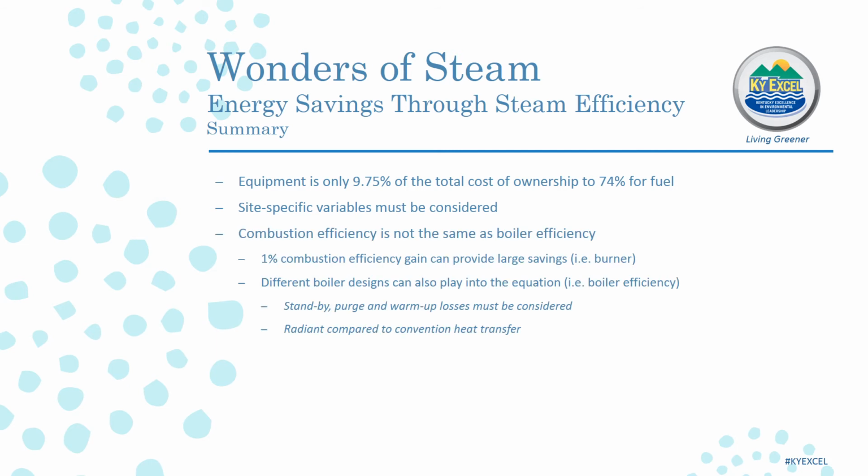It is important to know that combustion efficiency is not the same as boiler efficiency. Combustion efficiency pertains to the burner, while boiler efficiency relates to multiple factors in boiler design and is measured by fuel to steam efficiency. Both play a big part. A 1% increase in combustion efficiency can add up to large savings. Boiler designs affect the equation in the form of standby, purge, and warm-up losses. Items like control systems, ancillary products, steam traps, and insulation can provide increased efficiency.